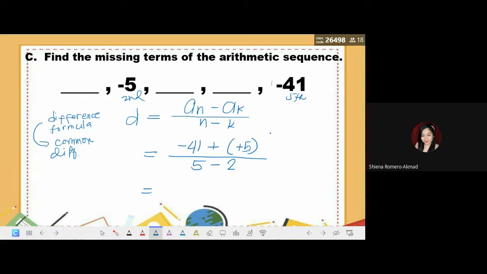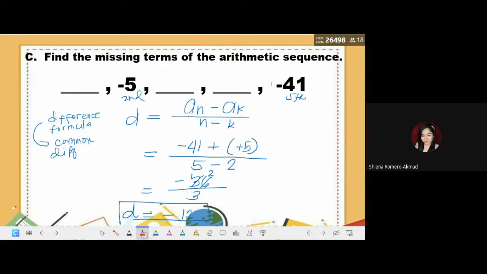So will give us, anong answer dito? Negative 41 plus 5 is? Yes, Kate? Negative 36 po. Correct. How about 5 minus 2? Ang dali lang yan. 3. Divide natin, we'll get negative answer, kasi magkaiba sila ng sign. So this is 1, this is 2. We'll have negative 12. So our difference is negative 12.